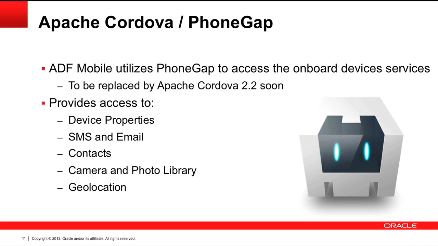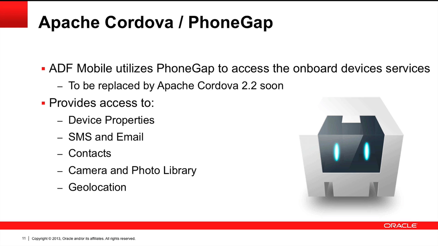So, as it says here in the slide: device properties, SMS, email, contacts, the camera, which we're talking about today, and the photo libraries, and the geolocation and GPS services. Now, in context of ADF Mobile, we do provide you those JavaScript APIs if you want to use them straight from a HTML page running on the device.